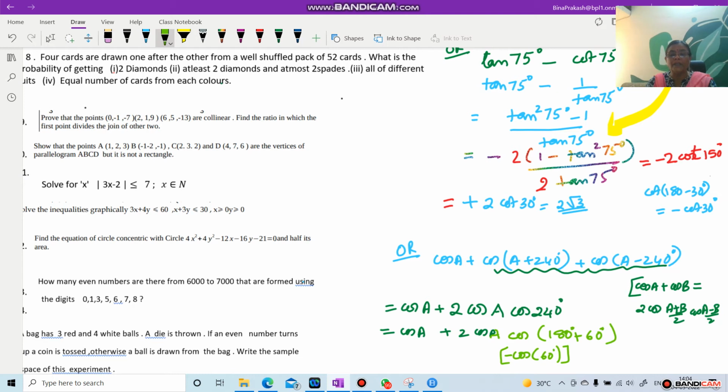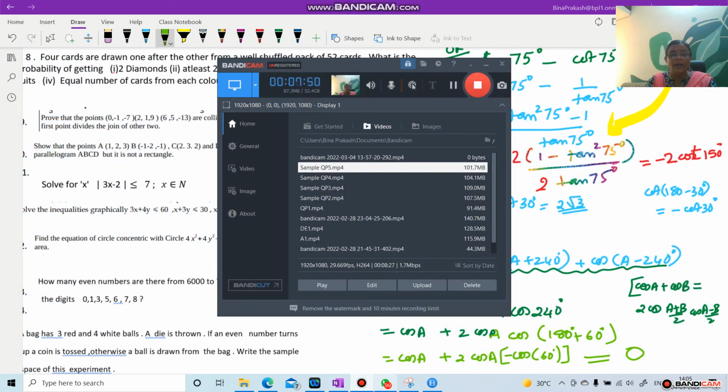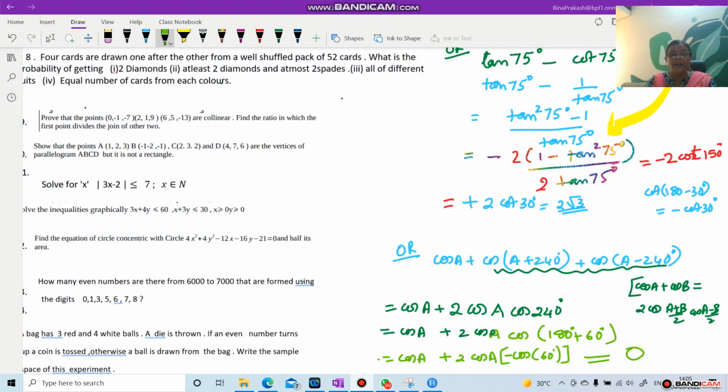So that makes it plus 2 cos A multiplied by minus cos 60 degree. Now cos 60 degree value is 1 on 2. So the negative sign comes out, and isn't it 0? Don't we have the answer as 0 here? Yes. So we have the answer of this expression as 0.